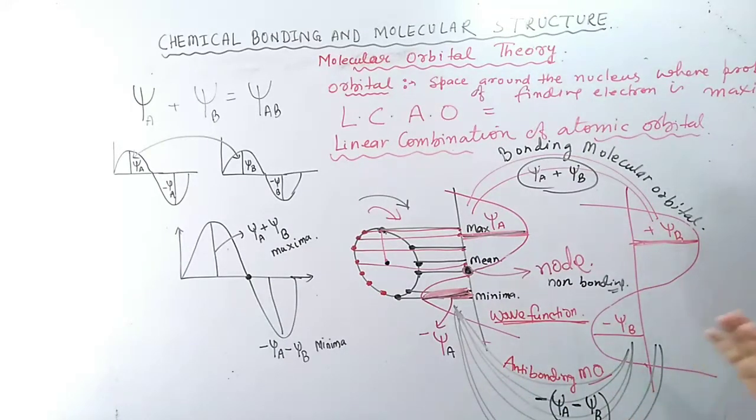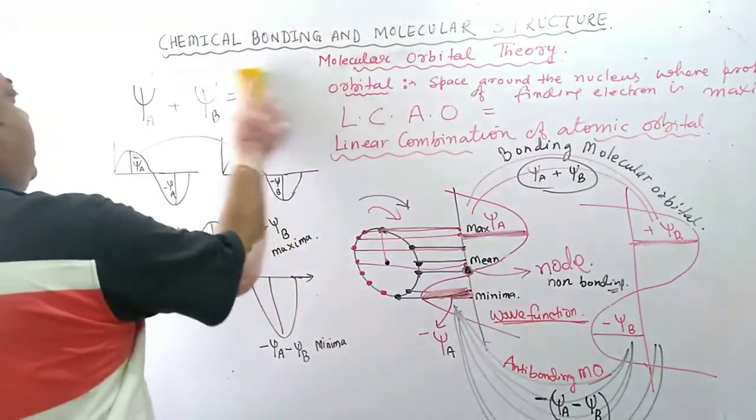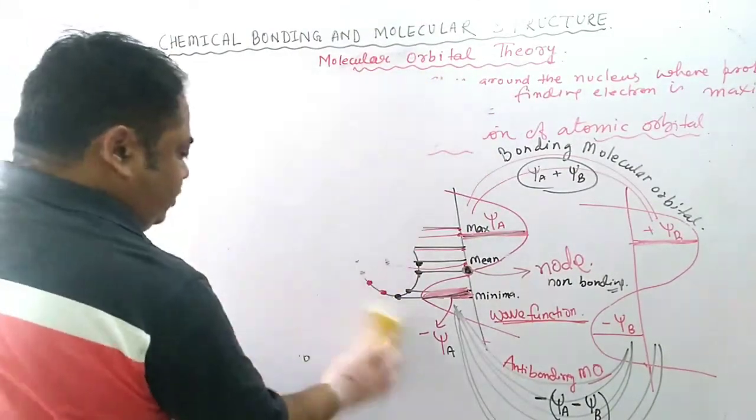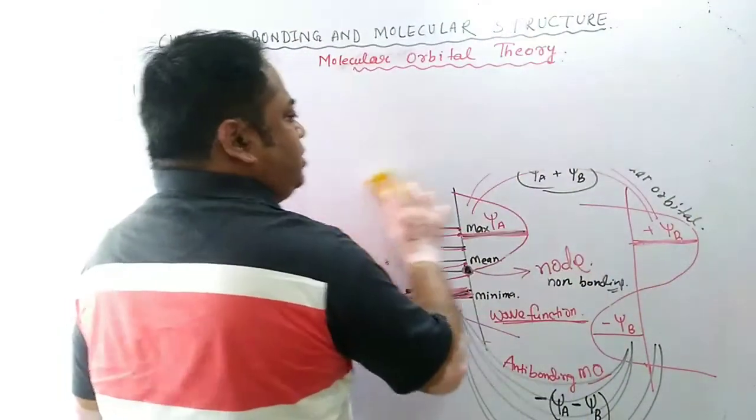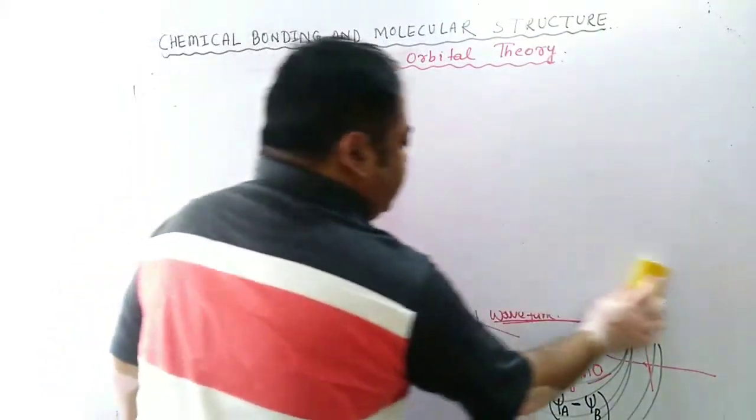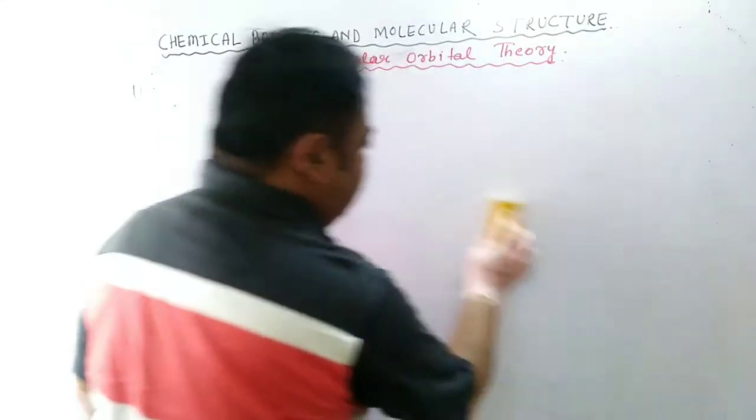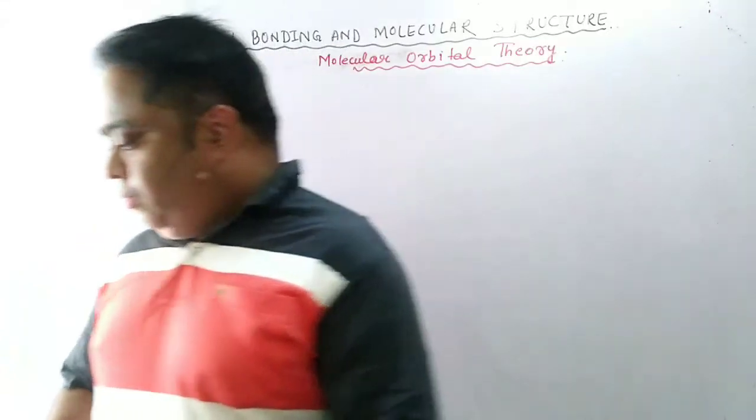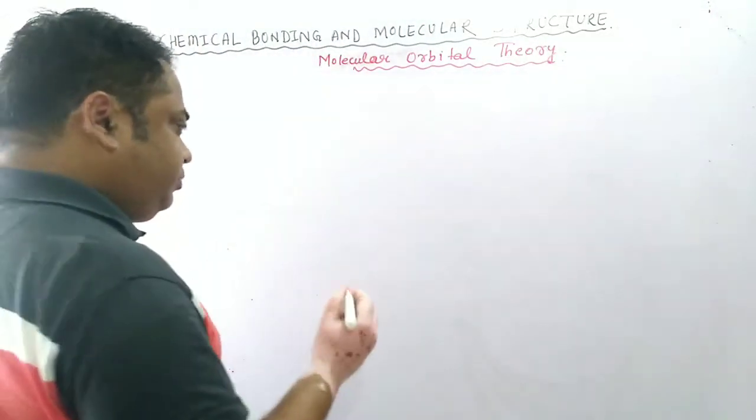Now we will see how to prepare the molecular orbital, writing down the molecular orbital. We will start with a very simple molecule, hydrogen, and then we will go up to neon. Although you will find that neon will not form a molecule, because the number of electrons in the bonding molecular orbital will be equal to the number of electrons in the anti-bonding molecular orbital, and the effectiveness of bond formation will be nullified. So we will see one by one.